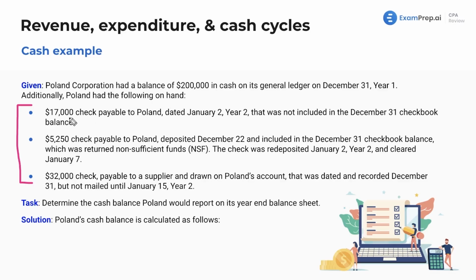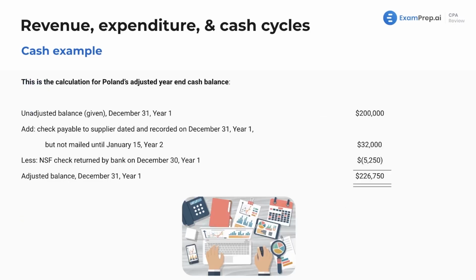Well, first, a $17,000 check to Poland dated January 2nd, year two, that was not included in the December 31 checkbook balance. And remember, the goal here is we want the December 31 year one balance to be accurate. So only items that should have been recorded as of that period should be included. Let's take a look at what we've got here. So what are we going to do? We're going to ignore that $17,000, right? Because that check was dated for year two, so it should be applied to year two.